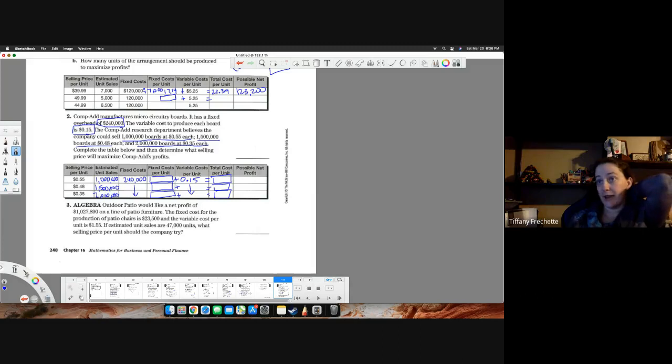So remember, we have to subtract the total cost per unit from how much we plan to sell it for, so we know what our profit is. And then we're going to multiply by how many we plan to sell. In this first one, we're going to multiply by a million after we do our subtraction. In the second one, we're going to multiply by 1,500,000 after we do our subtraction. And then the third one, we're going to multiply by 2 million, again, after we do our subtraction. And that'll tell us our possible profits for these 3 boxes.